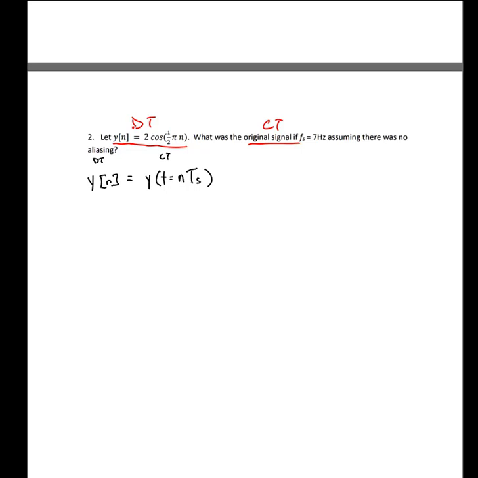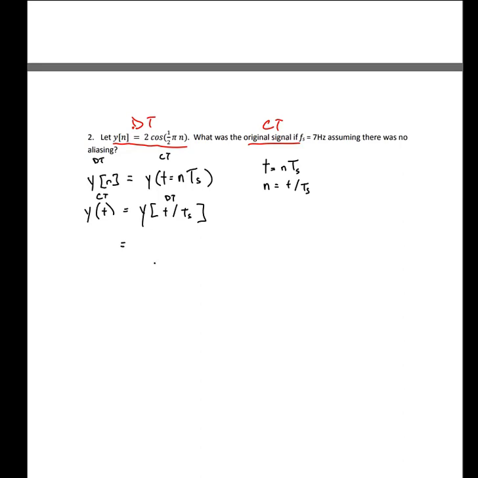Now we want to go in the opposite direction, right? So we have t equals n t sub s, and we need to solve it for n since we're going the opposite direction. So that's going to be n is equal to t over t sub s. So with that, let's now say y of t, in our continuous time, is equal to y of n in our discrete time, where n is equal to t over t sub s.